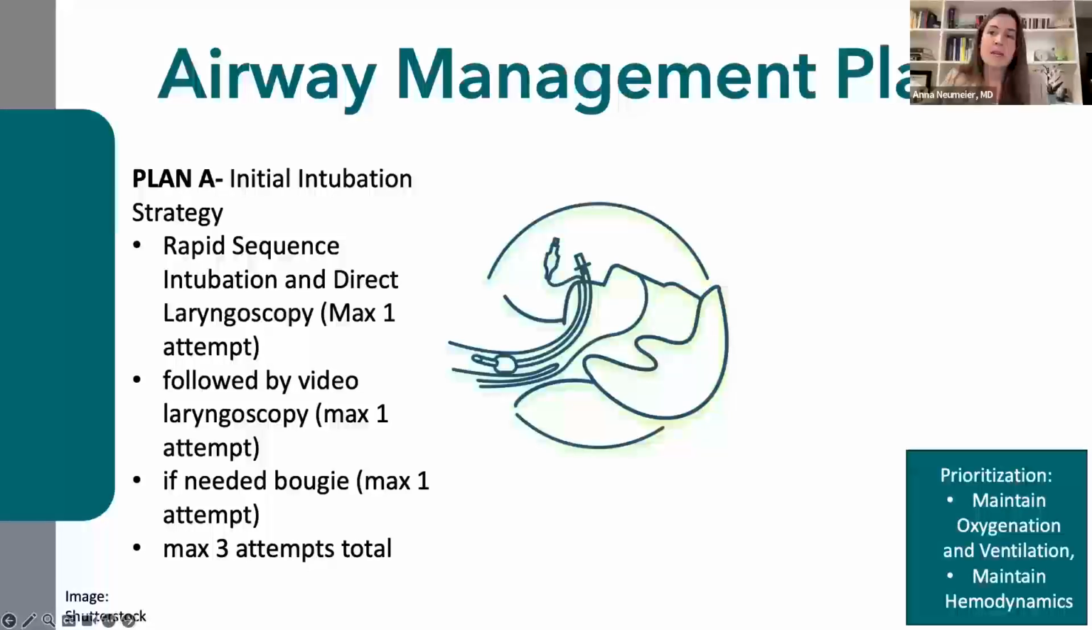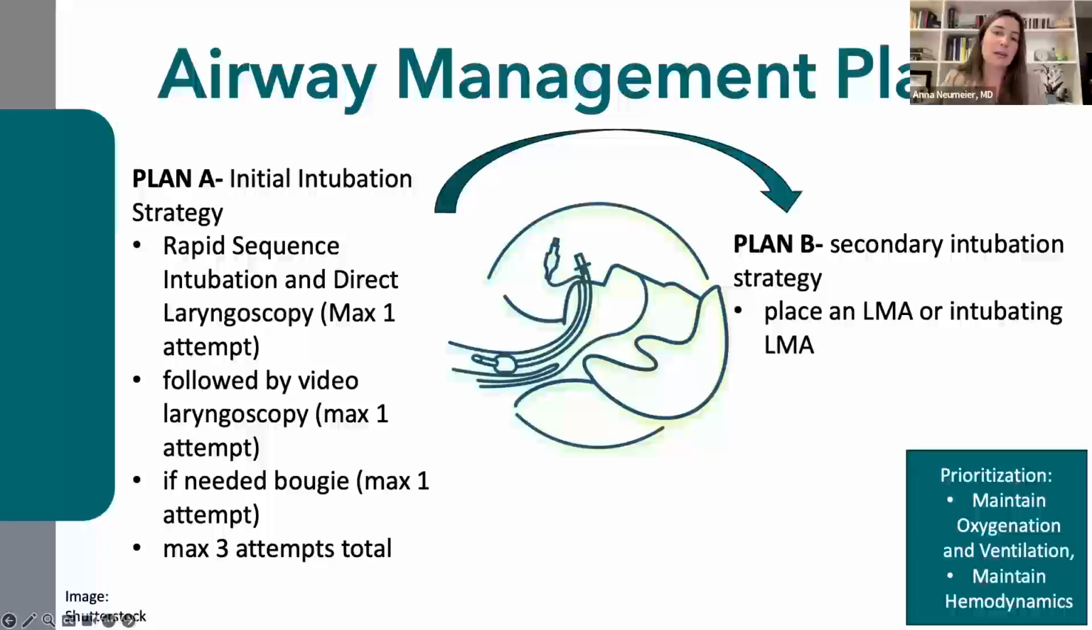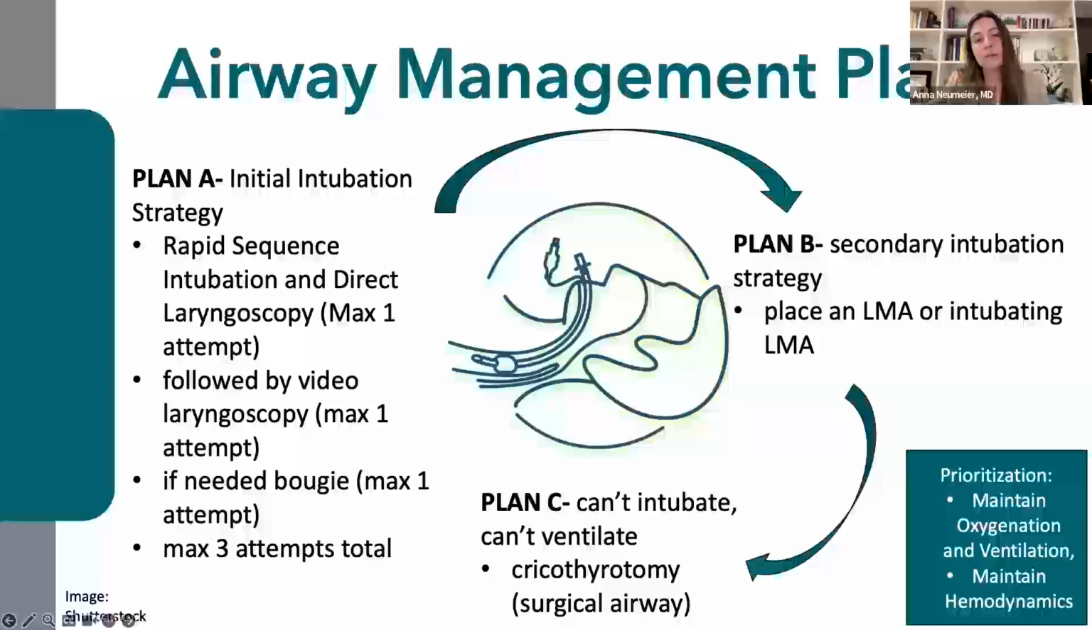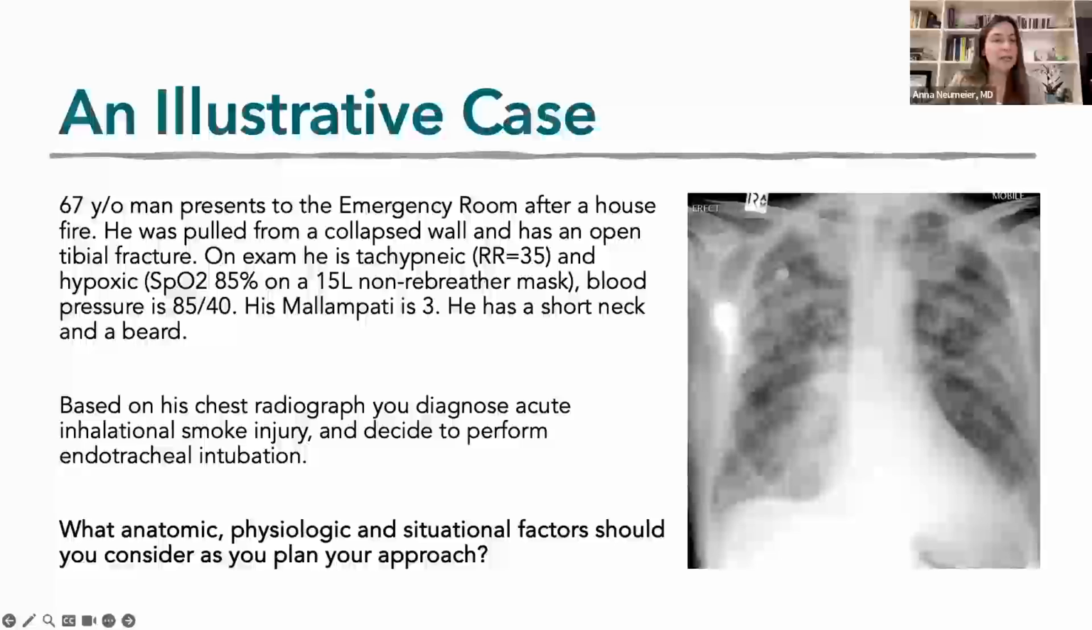If those were unsuccessful, your pre-specified secondary intubation strategy would be placement of a LMA, or perhaps an intubating LMA. And then plan C would be if you ever reach a point where you can't intubate or can't ventilate, you'll move directly to a cricothyroidotomy. Let's discuss a case to illustrate these points, and then we'll summarize our session.